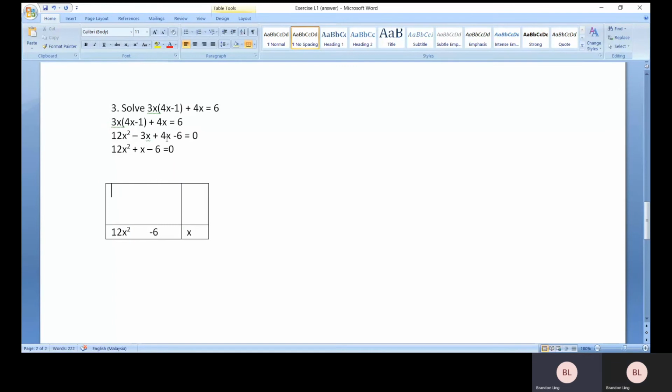6x. So this will be 4x, 3x, plus 3, and it will be negative 2. And here you'll be getting 9x and negative 8x. All right.